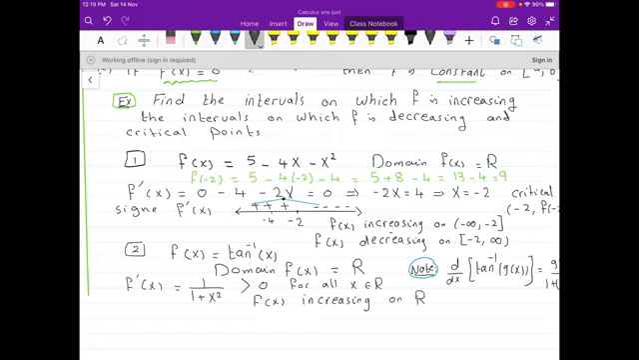Does this function have any critical point? No. Why? Since f prime never equals 0. Notice that the denominator can never be zero. That means f(x) has no critical point.